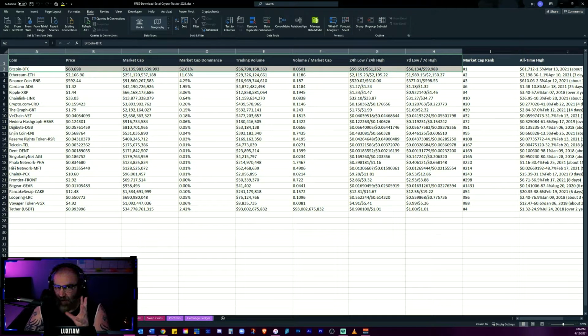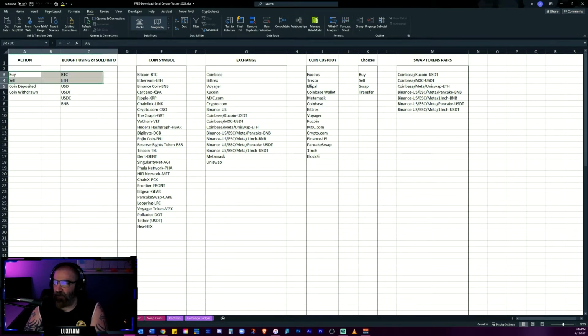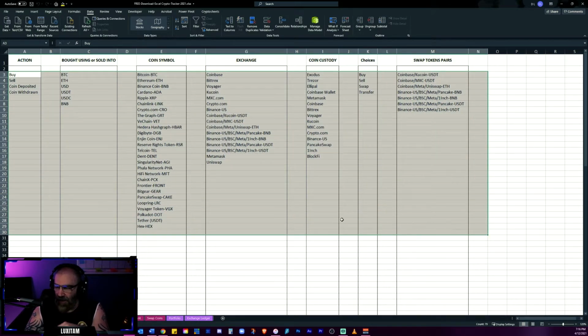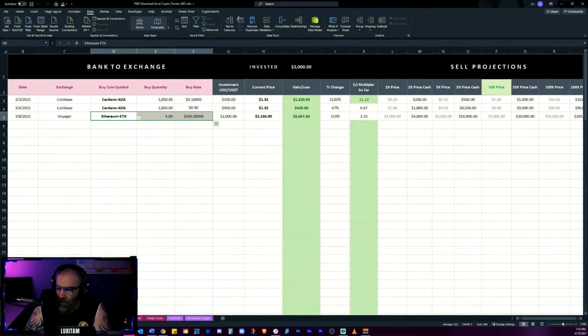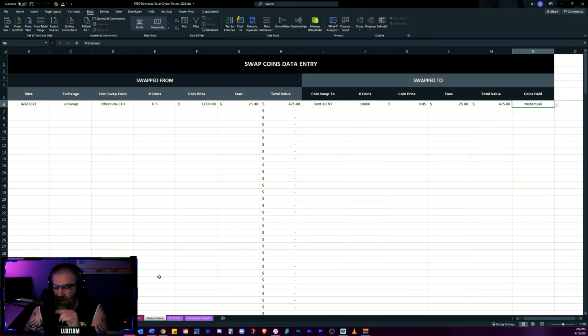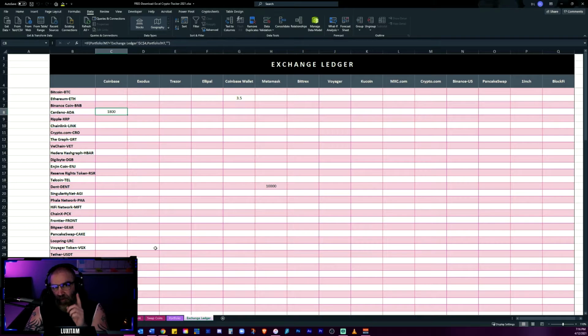Again, the gray ones are just reference sheets. Data validation, different video, different day. If you need that explanation, comment below. Red, red, and red: these are the activity sheets. Purple, purple: those are the references to the activity sheets.